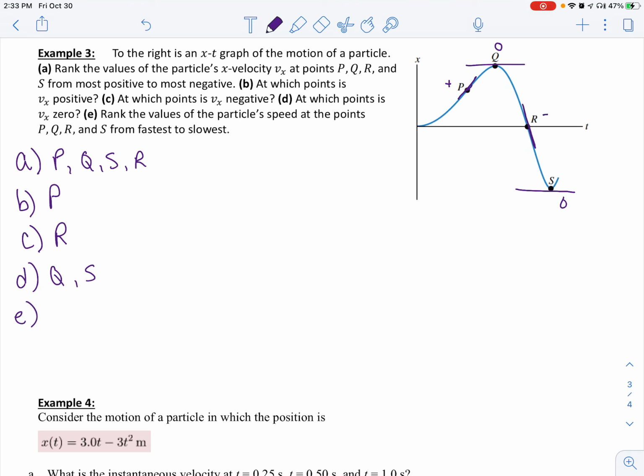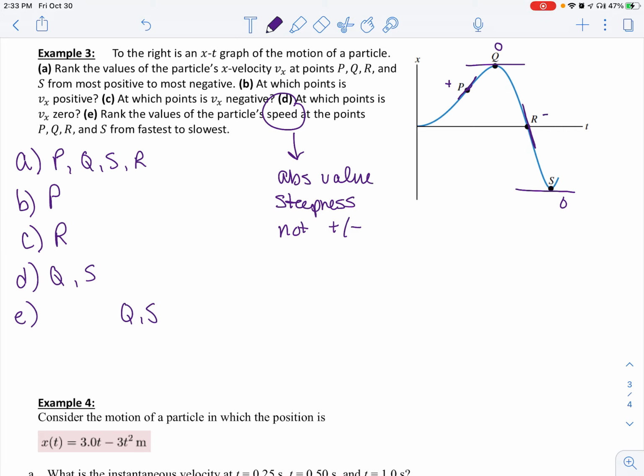Now part E, rank the values of the particle's speed. So what you need to do is, this is the absolute value thing. It's simply asking about the steepness. It's not asking about plus versus minus. It looks like it's just asking for the most steep line. So when I look at this graph and I look at P and R, clearly Q and S are 0. So they're going to be at the tail ends. So the value of that is Q and S are 0. Put them at the end.